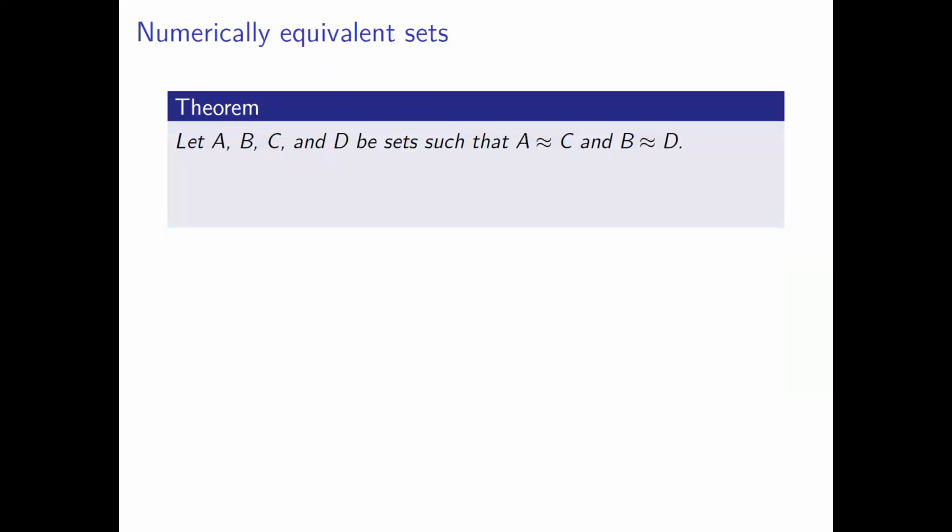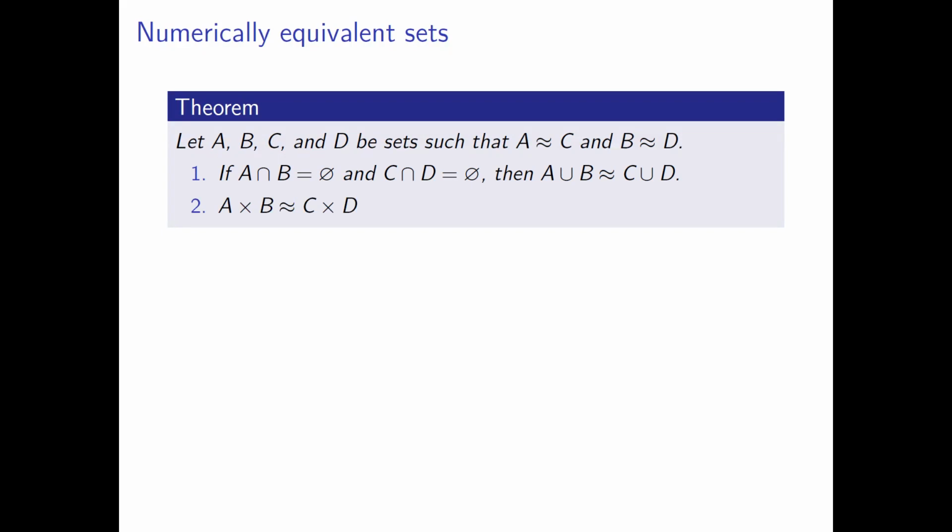We now prove some general statements about numerical equivalence of sets satisfying certain special conditions. Let A, B, C, and D be sets such that A is numerically equivalent to C, and B is numerically equivalent to D. If, in addition to the conditions above, the pairs of sets A and B and C and D are disjoint, then the union of A and B is numerically equivalent to the union of C and D.